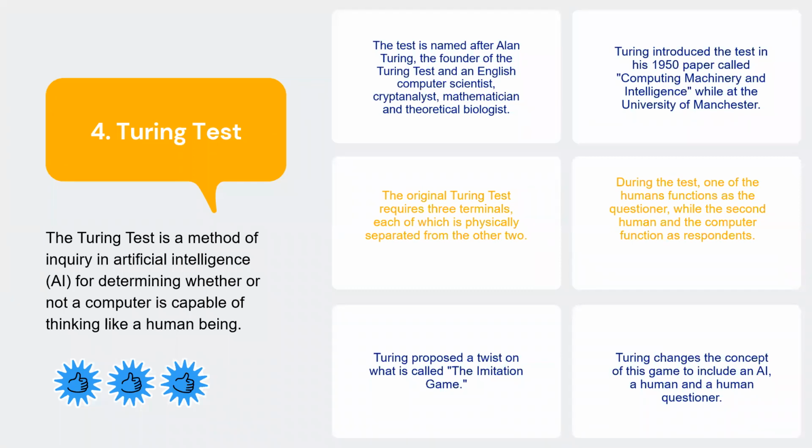Turing introduced the test in his 1950 paper called Computing Machinery and Intelligence while at the University of Manchester. In his paper, Turing proposed a twist on what is called the imitation game. The imitation game involves no use of AI, but rather 3 human participants in 3 separate rooms.